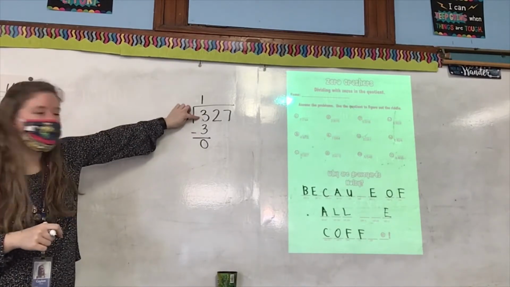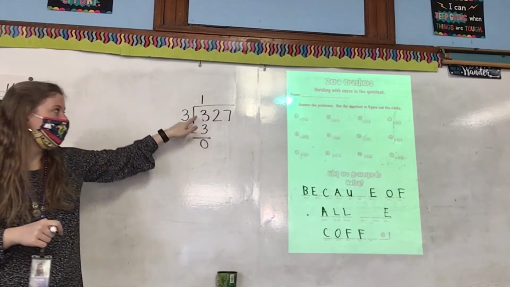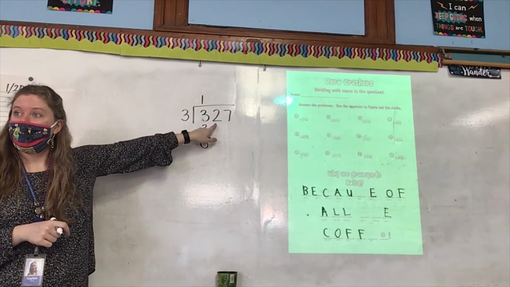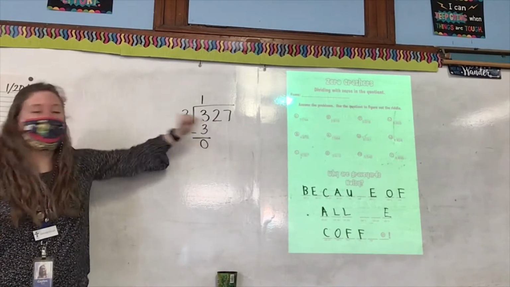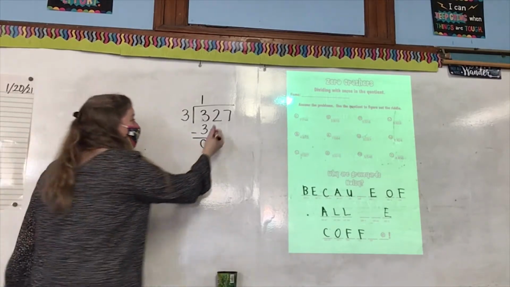We're looking at the dividend. Are we going to use this first digit of our dividend? No. Remember, we move from left to right. First digit already has a digit. What about the second digit? Yes, because does it have anything underneath it? No. So we can bring it down.